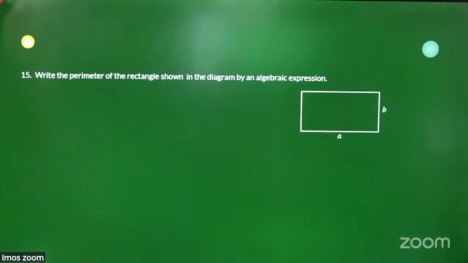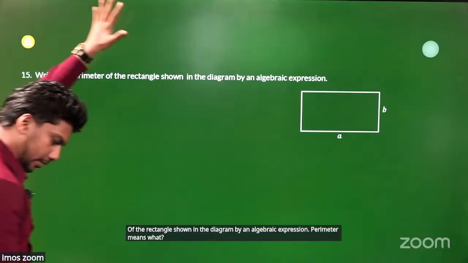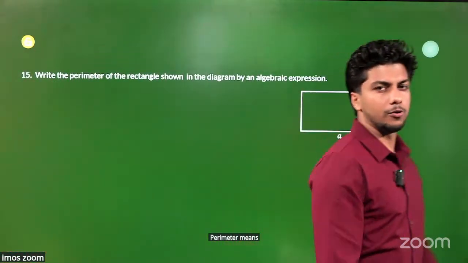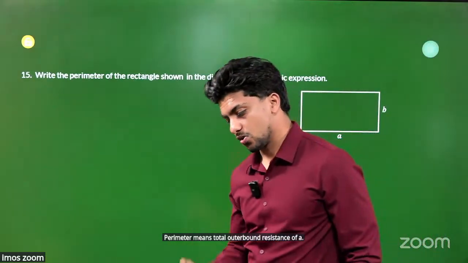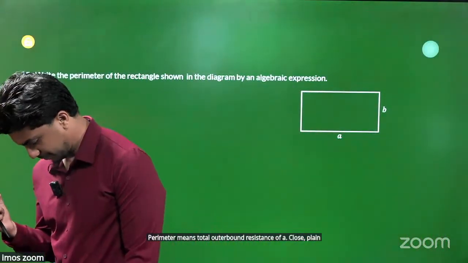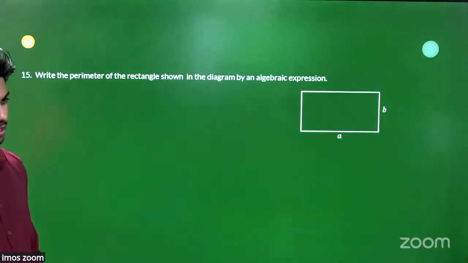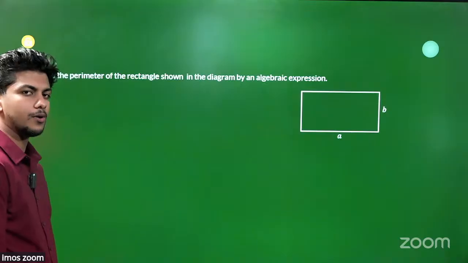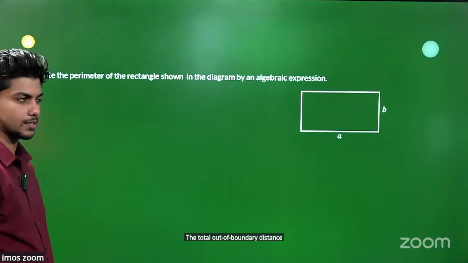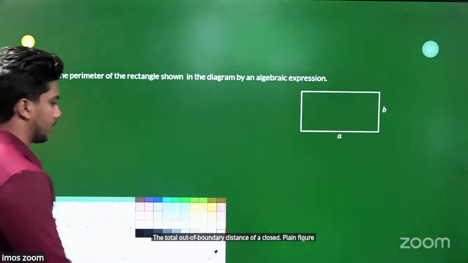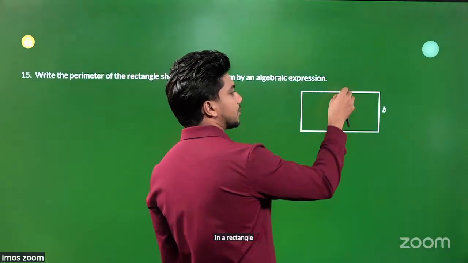Write the perimeter of the rectangle shown in the diagram by an algebraic expression. Perimeter means what? Perimeter means total outer boundary distance of a closed plane figure. Right? Total outer boundary distance of a closed plane figure. In a rectangle, opposite sides are equal.